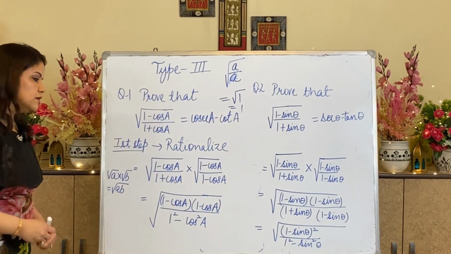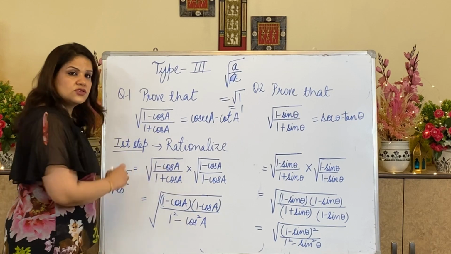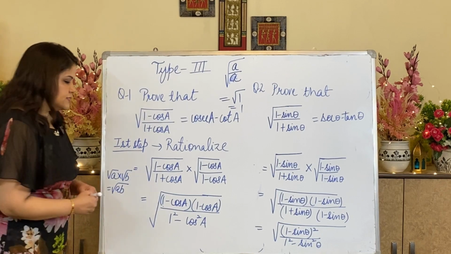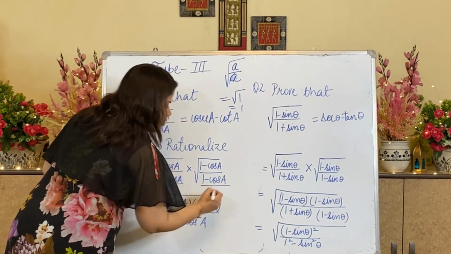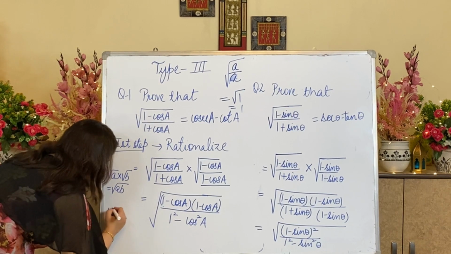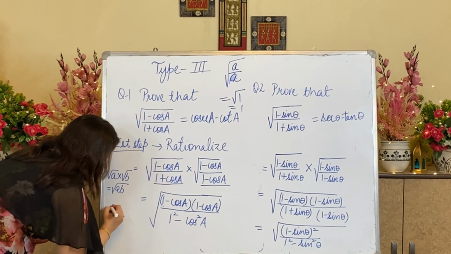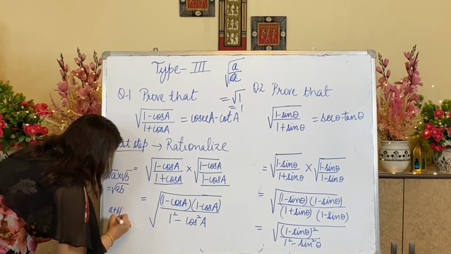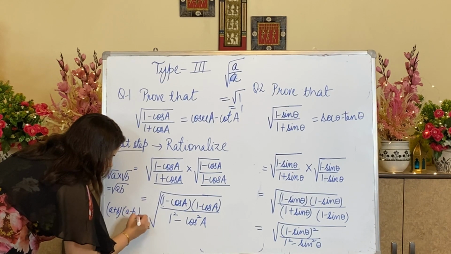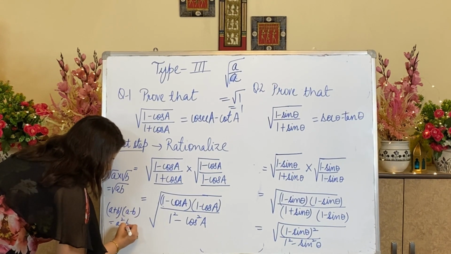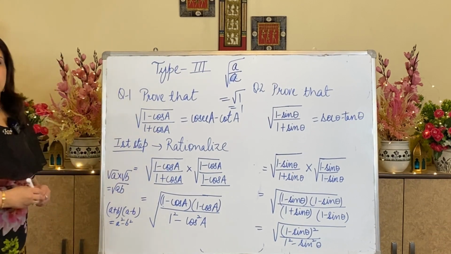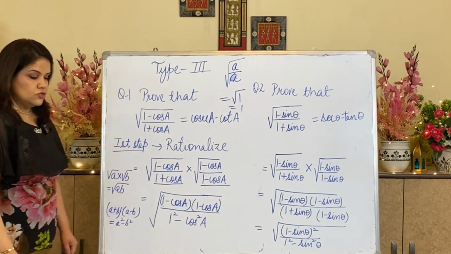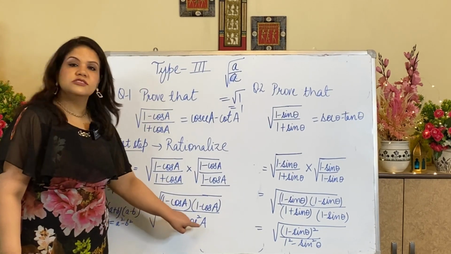And with the denominator, what am I getting? 1 plus cos A. When it gets multiplied with 1 minus cos A, what will I get? A square minus B square. Why? Because A plus B into A minus B is A square minus B square. So A plus B into A minus B will get changed into A square minus B square.